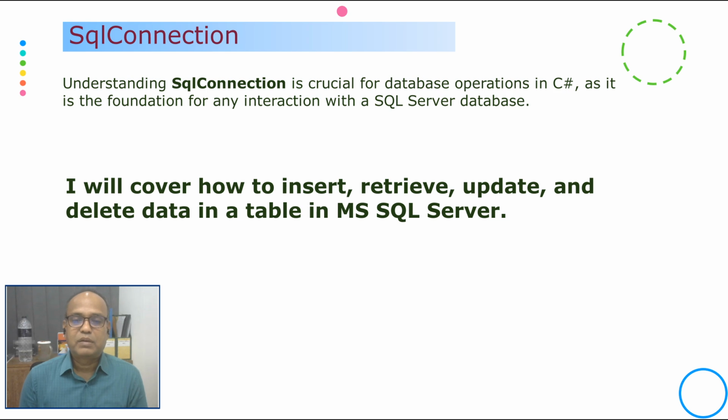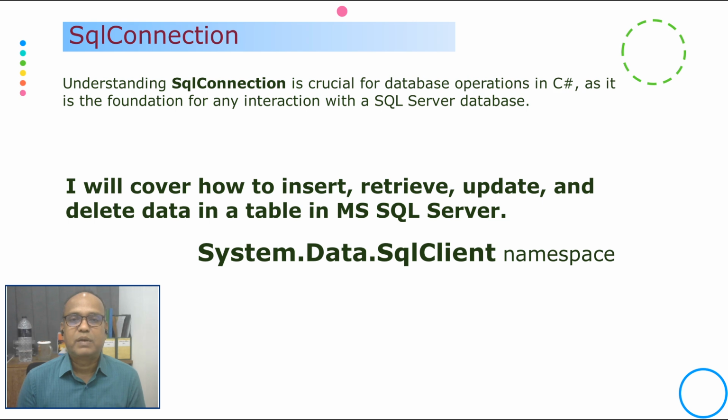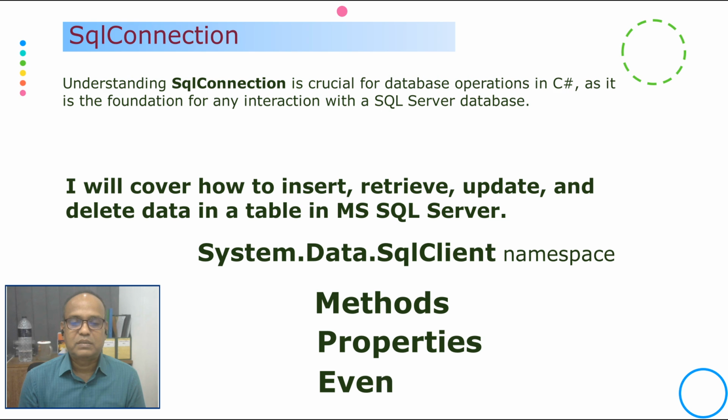The SqlConnection class is a fundamental component used in C# to establish and manage connections to a database. It provides the necessary functionality to connect to a data source, execute commands, and manage transactions. SqlConnection is a class in the System.Data.SqlClient namespace in C#. It is primarily used to establish a connection to a SQL Server database. Let's provide a summary of its methods, properties, and events.